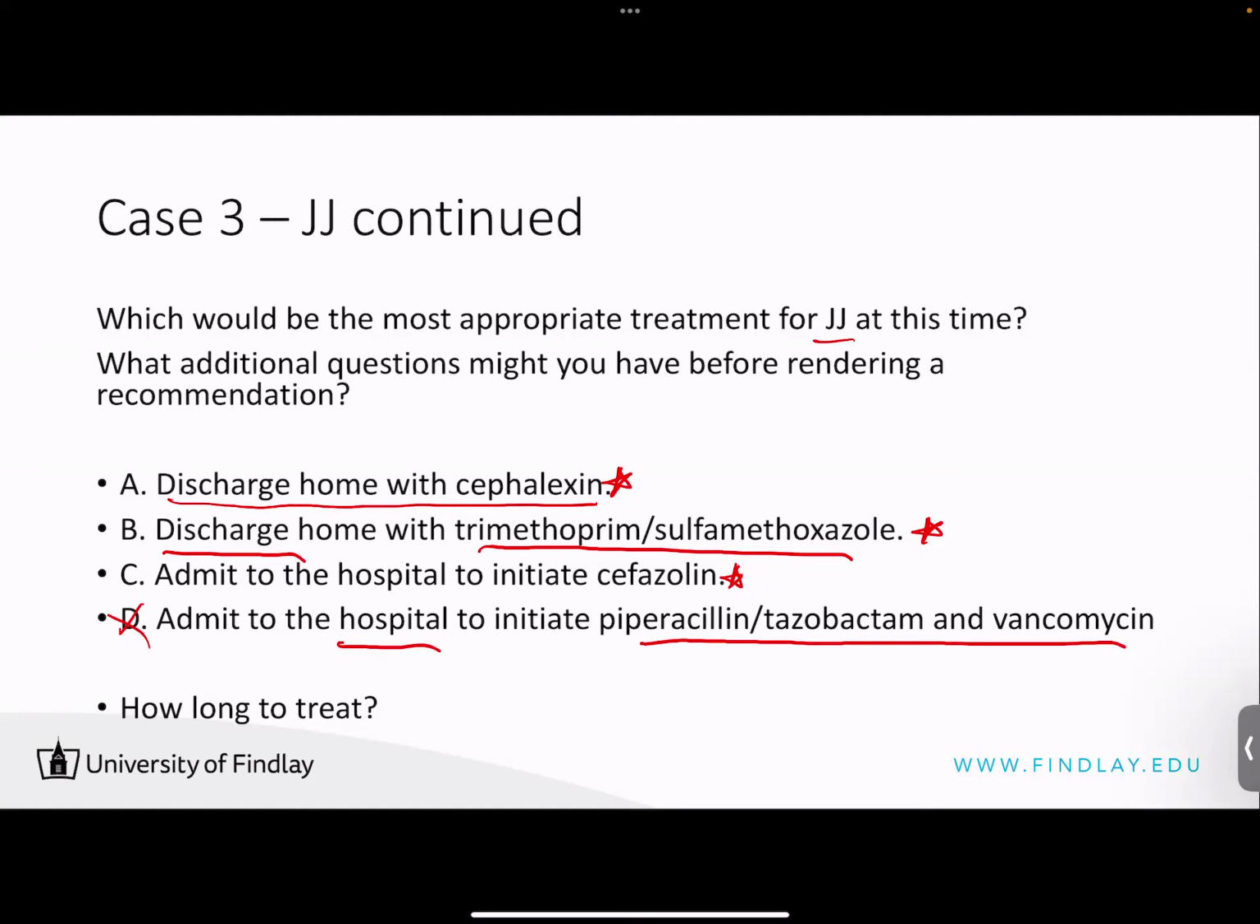So you may go to a hospital down in Columbus where they give Vanco and Pip-Tazo and then send her home on something. You may work in Toledo and they just send her home with oral. And then you may work over in Cleveland and their approach is completely different. Okay, so what's the variable in all of those locations? Who's seeing the patient and what their experience is. Okay.